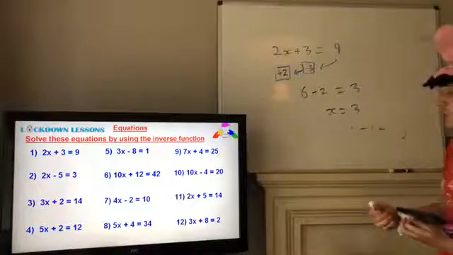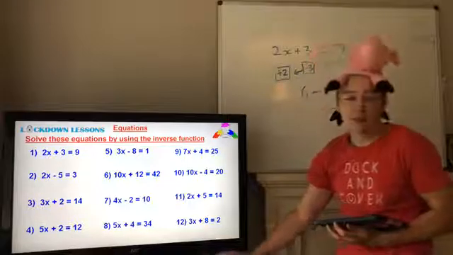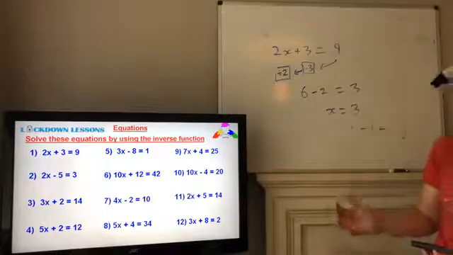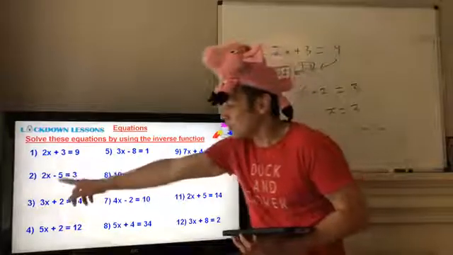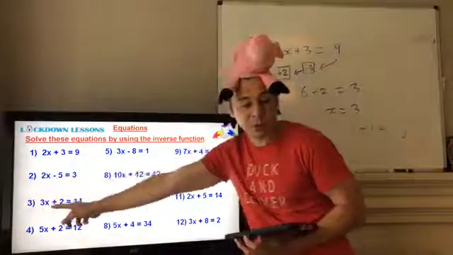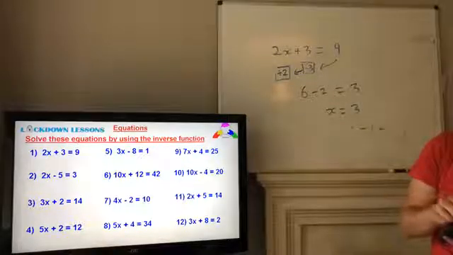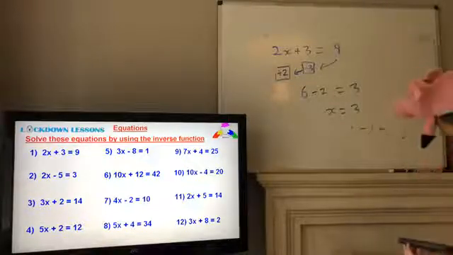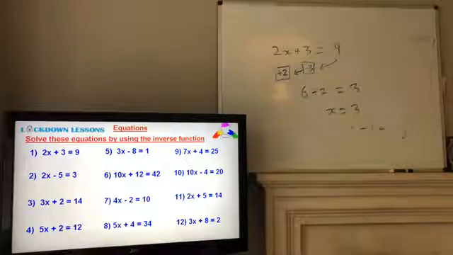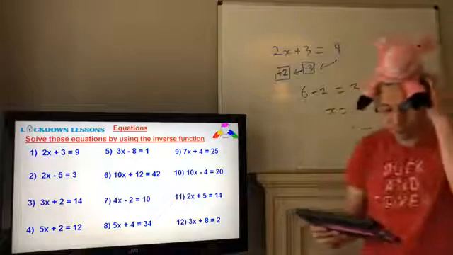So see if you can solve some of these equations now by using your inverse operations. So start with the 3, do the opposite, do the opposite. We're going backwards in the function machine. Okay, we're going to do this just for about 3 minutes, and then we're going to play bingo.